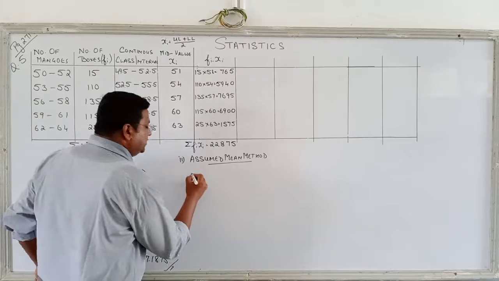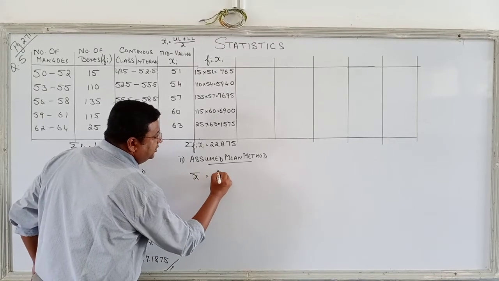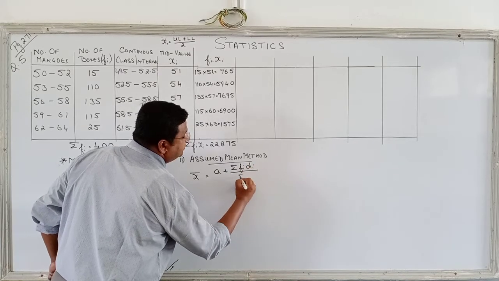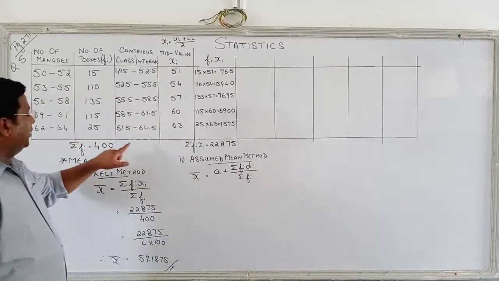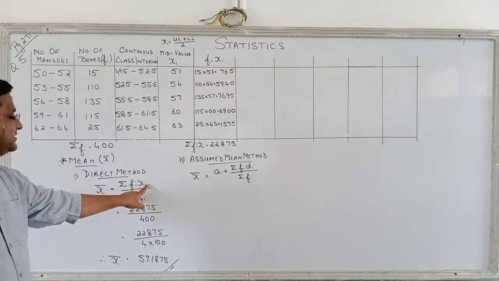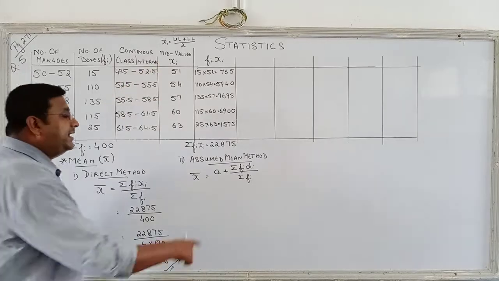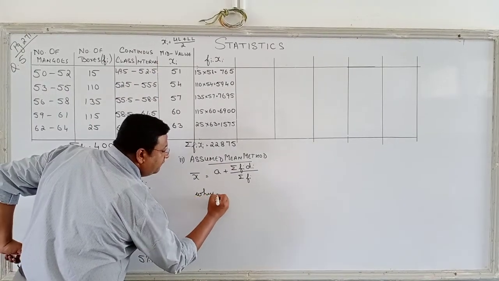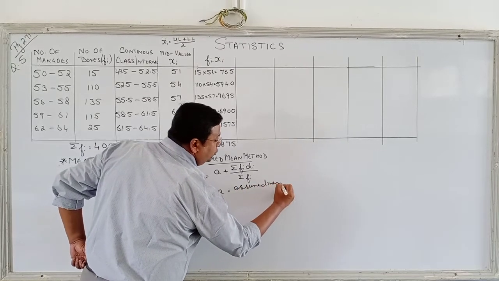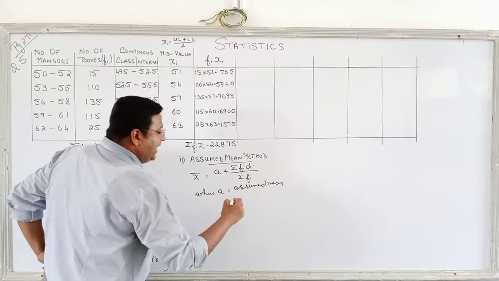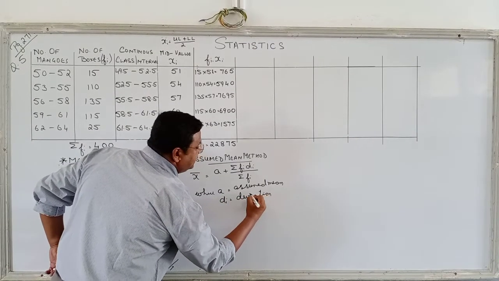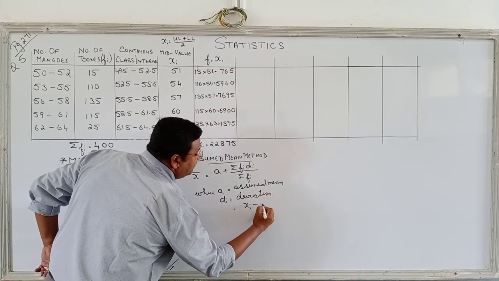Correct? The formula for this mean is x bar is equals to a plus sigma fi into di upon sigma fi. So sigma fi we have already known, 400. The only problem is a and di. Here xi was the mid value. Here di is deviation, and a is the assumed mean, that we are going to assume that this can be the mean.